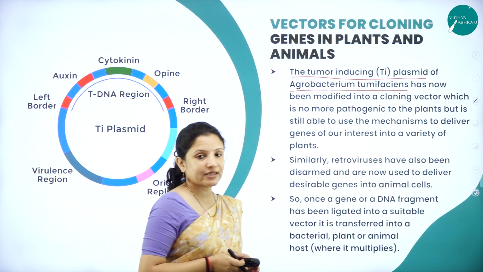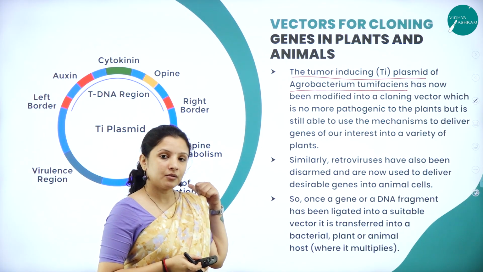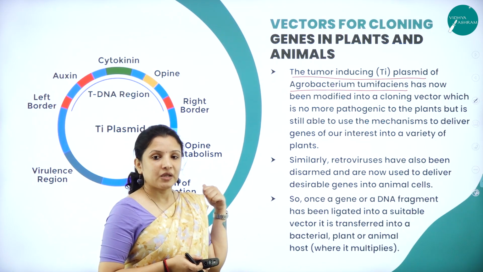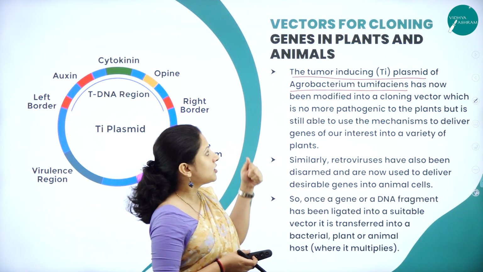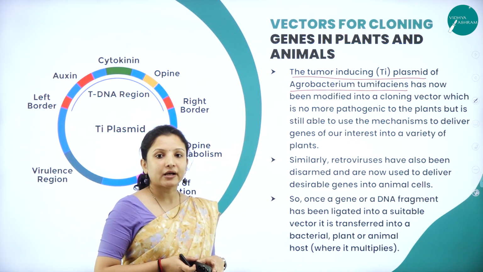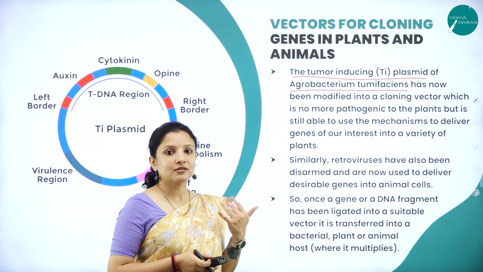So, here what is selected? The Ti plasmid is selected. How we saw the plasmid, that is a pBR322 plasmid of Escherichia coli, just like that here. The Ti plasmid of Agrobacterium tumefaciens is selected and that will be modified as a cloning vector.